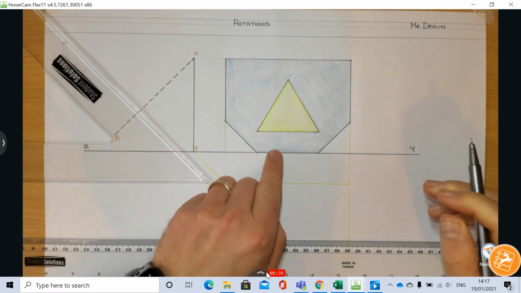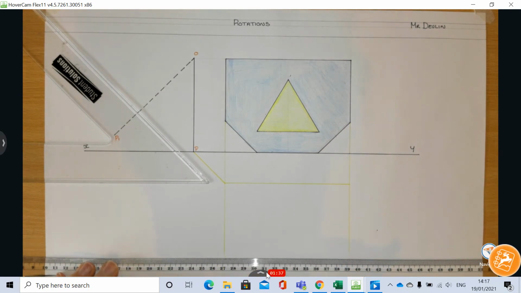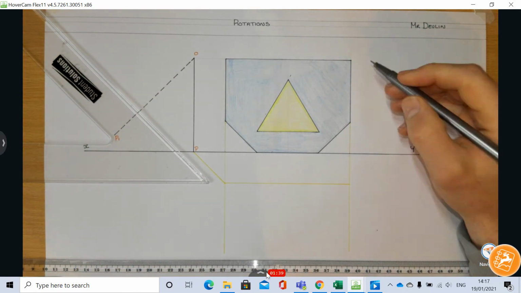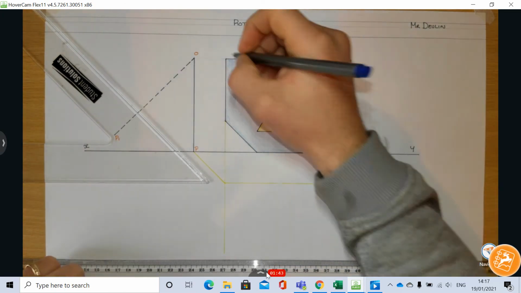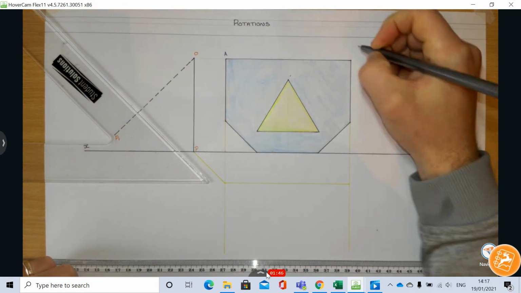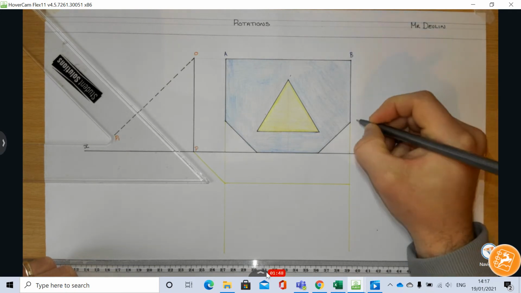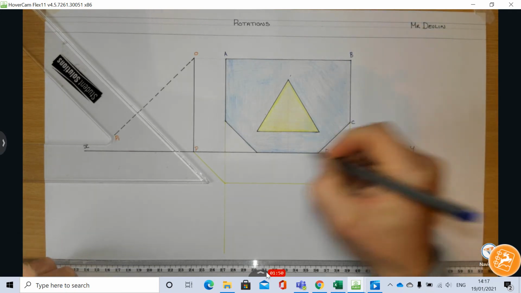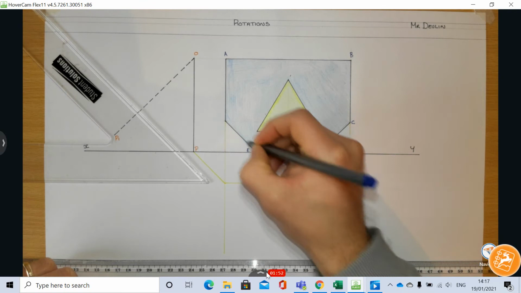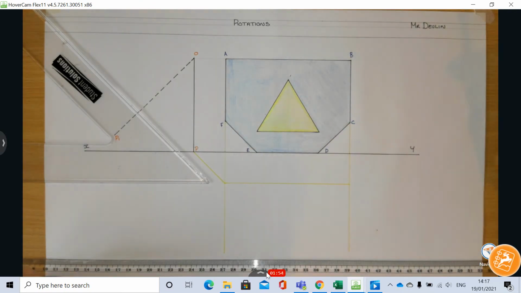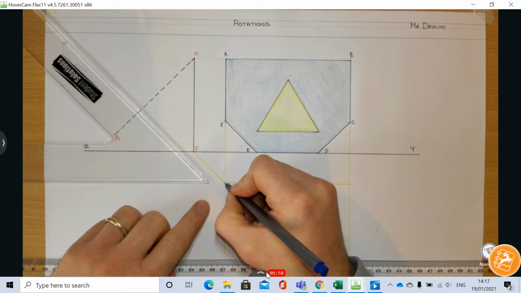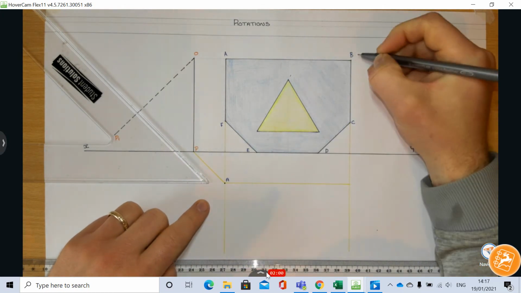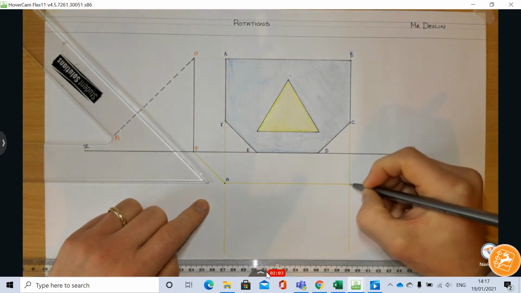Now I need to find the bottom here, but before we start into that, I'm going to label each of the corners of the outline. I'm going to start with A, B, C, D, E and F. If we have a look, I have found A. We've also found B, haven't we? Which is here.